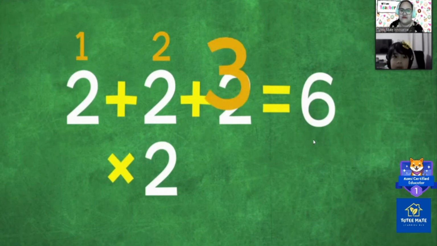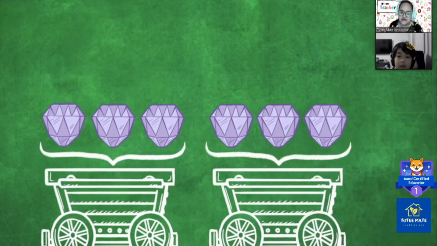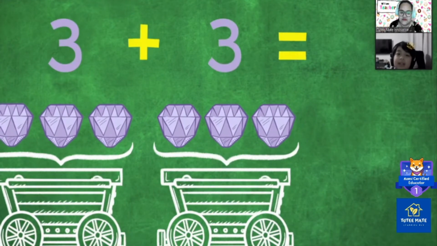Yes. Multiplying is just a way of adding a number to itself. For example, if we have 3 sapphires in one mine car and 3 sapphires in another mine car, we can find out how many sapphires there are altogether by adding 3 plus 3 equals 6.